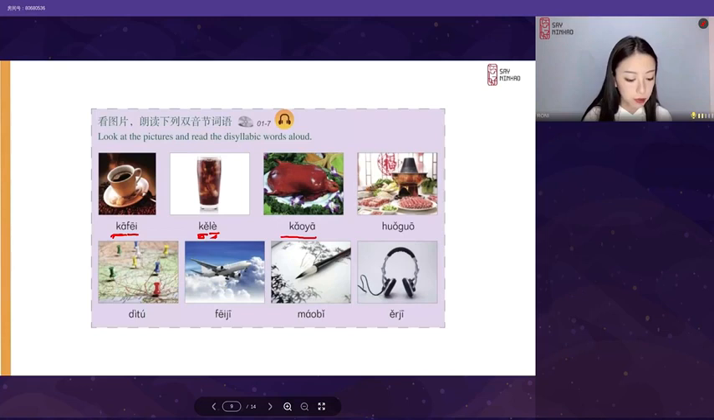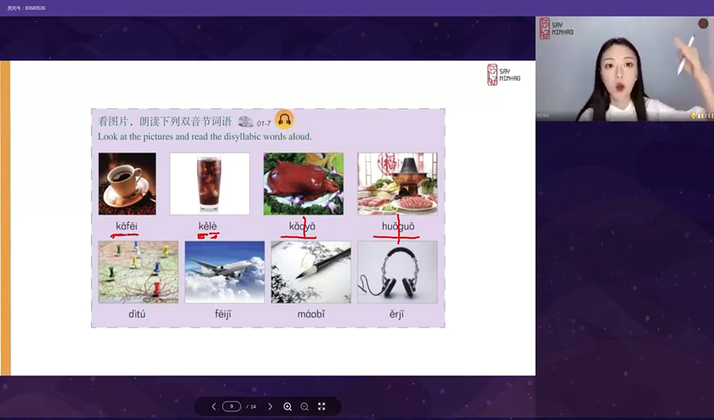Next one. Kao ya. Kao ya, read after me, please. Kao ya, kao ya. It means Beijing duck, Beijing duck. Next one, read after me please. Huo guo. Huo guo, huo guo. It is hot pot, hot pot.